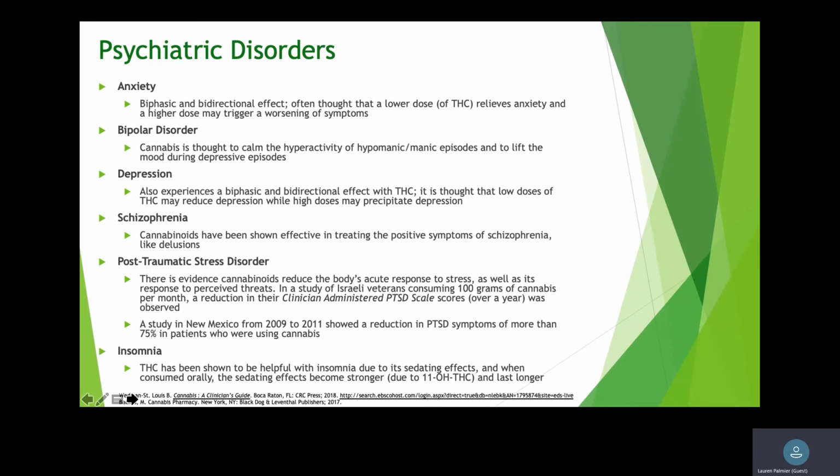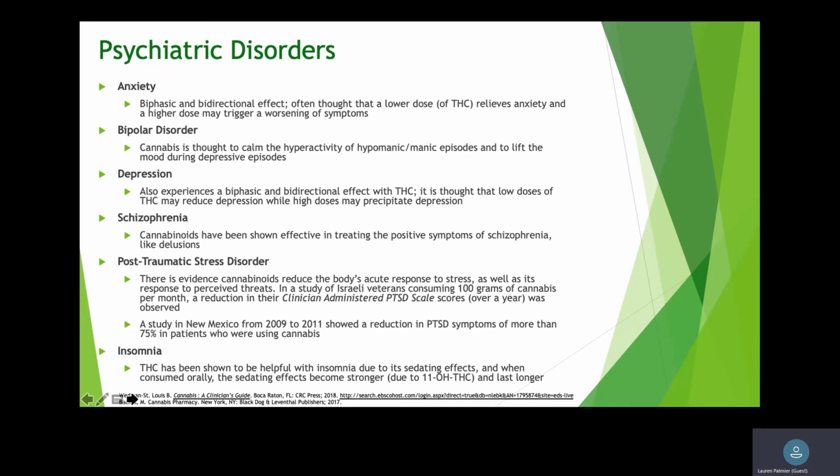Anxiety is one of the psychiatric disorders that does have this effect with cannabis. It's often thought that a lower dose of THC can help relieve anxiety, while a higher dose may trigger a worsening of symptoms. As far as bipolar disorder goes, cannabis is thought to calm the hyperactivity of a hypomanic or manic episode and to lift the mood during depressive episodes.